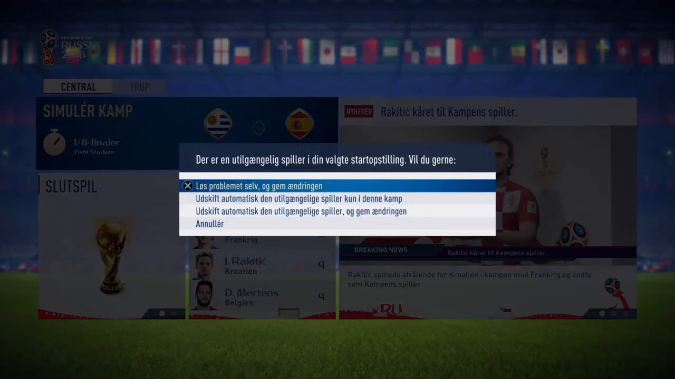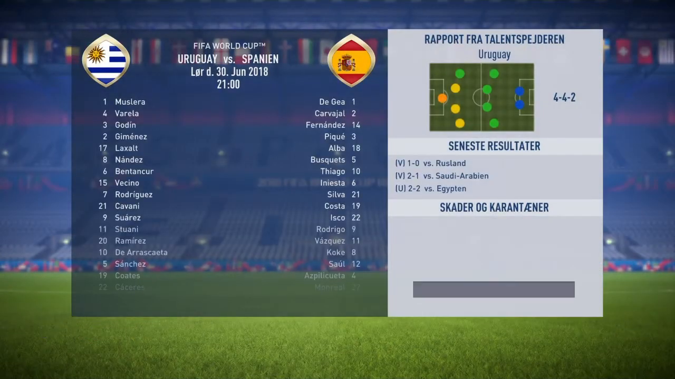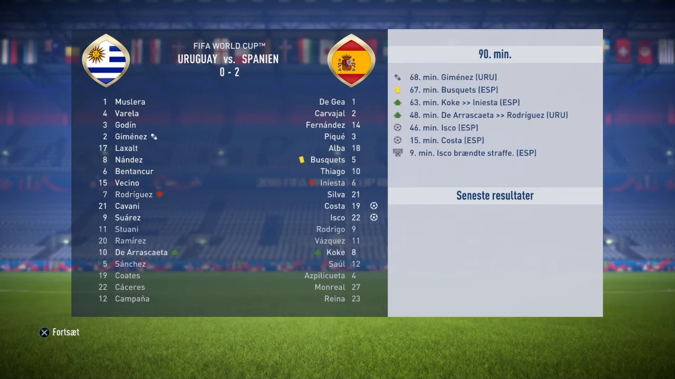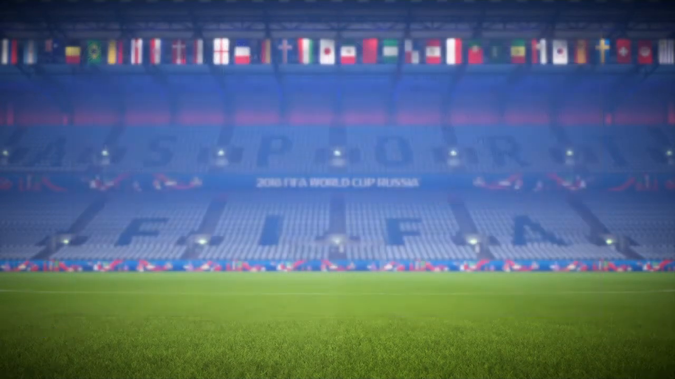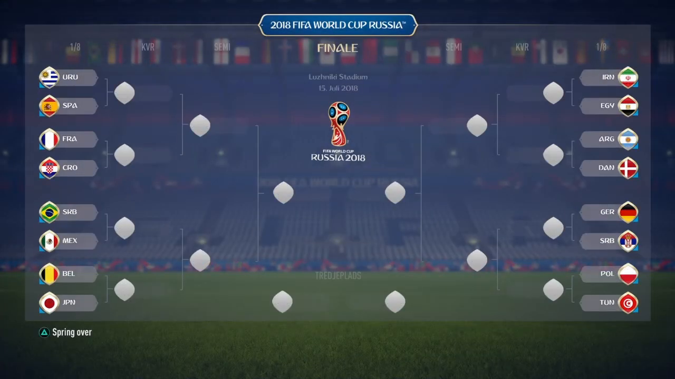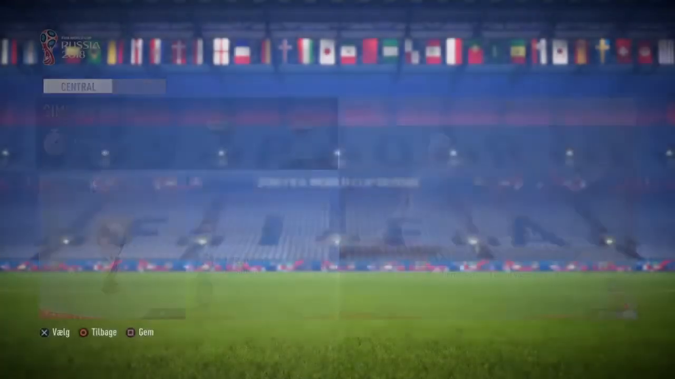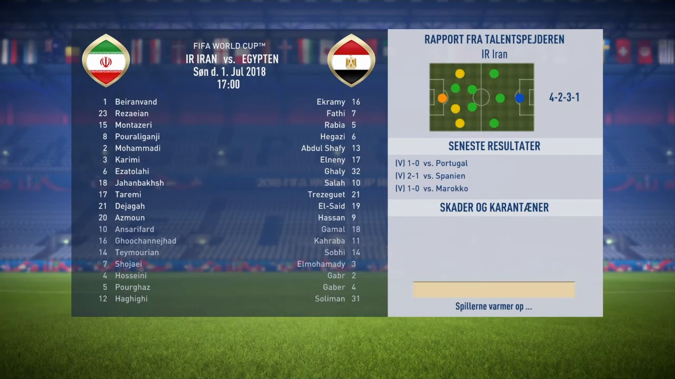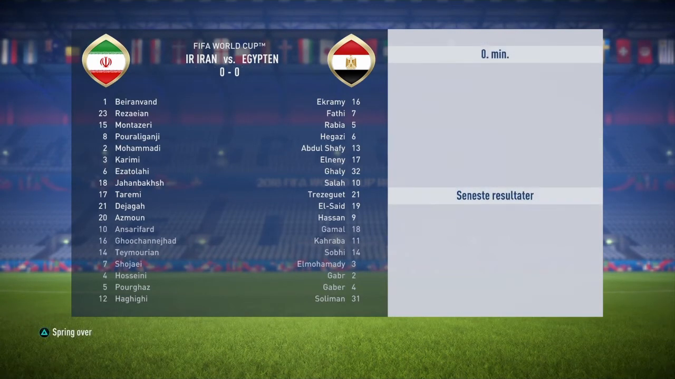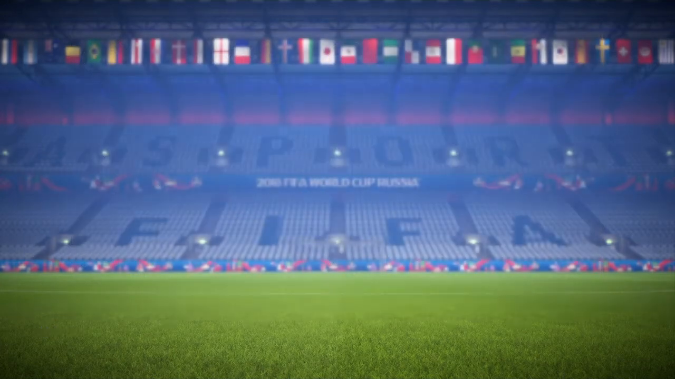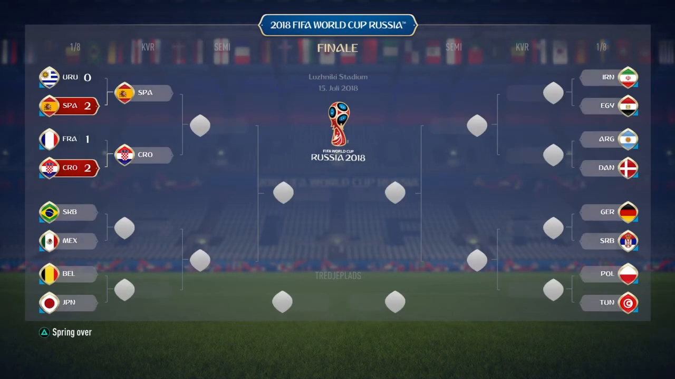And now we have Uruguay against Spain. Spain, who went on in the tournament, but just did that. They went 2-0 over Uruguay, so back on track for Spain. They will play Croatia in the quarterfinals. Then we got Iran versus Egypt. This is a game I never thought would happen in a million years, and Iran win on penalties, and they will go through to the quarterfinals.